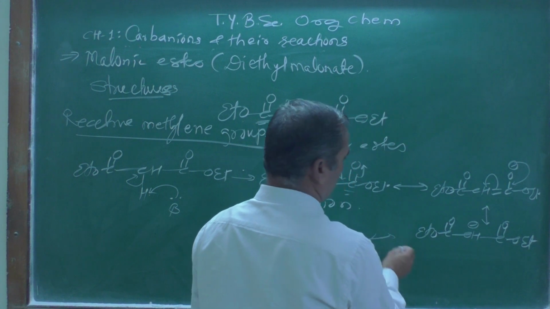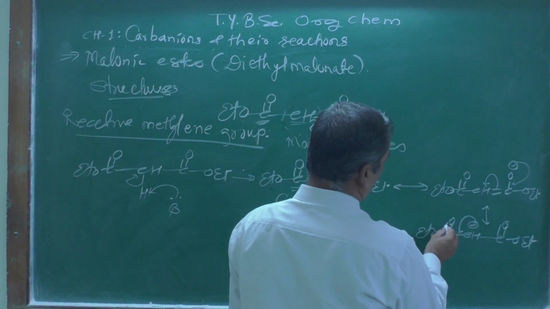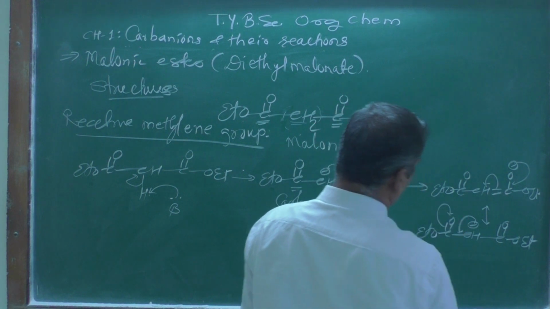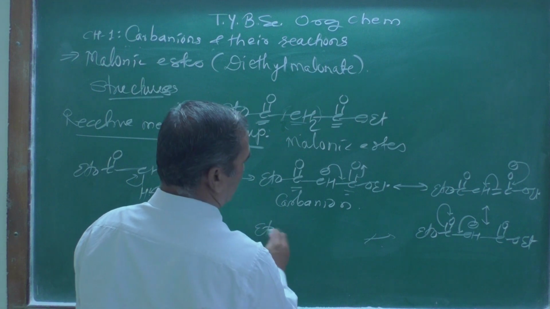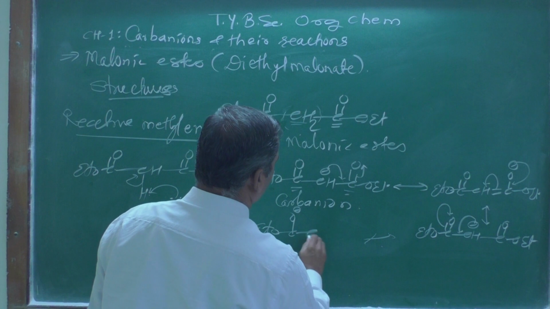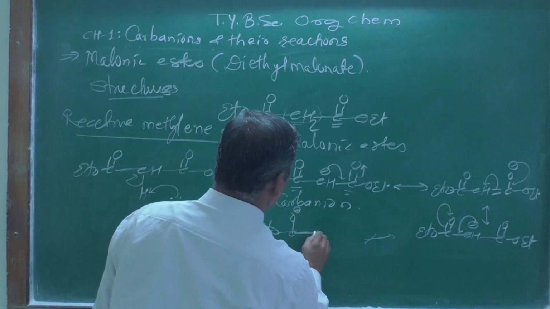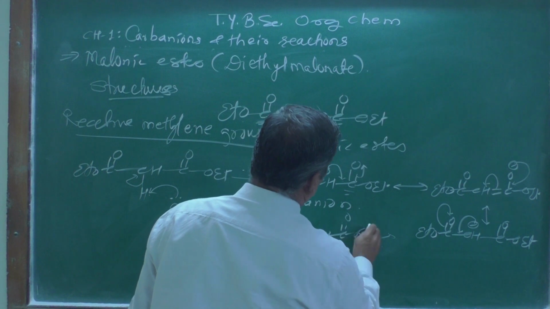Again we can draw the resonating structure, this negative charge coming here, forming a double bond, and then negative charge on that oxygen atom, so that you are going to get over there EtO, then O minus charge over there, then here is a carbon-carbon double bond CH, C double bond O, and OEt.